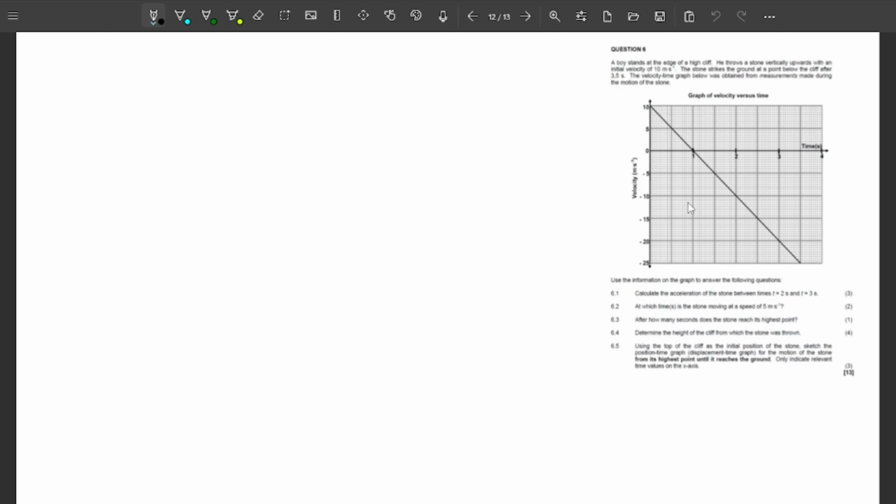Alright, so in this video we're doing vertical projectile problems. Now we're doing the graph type problems, whereby you're given the graph instead of being asked to draw it.